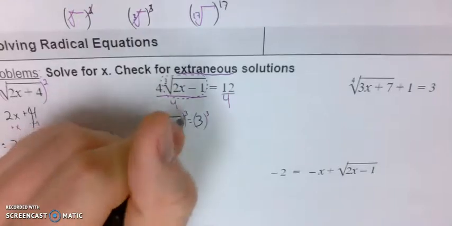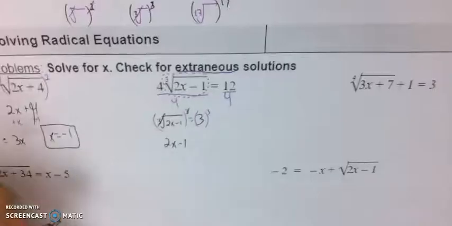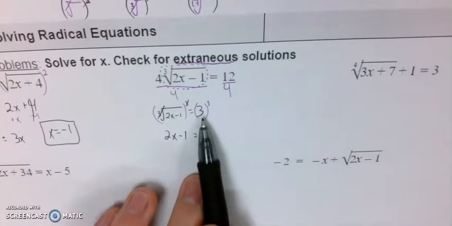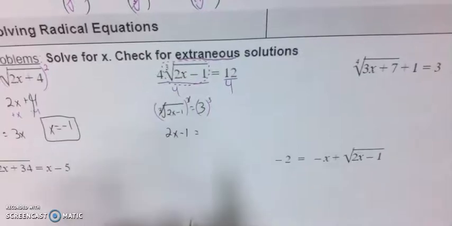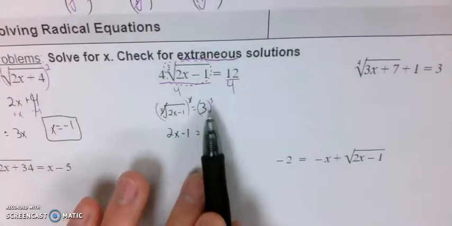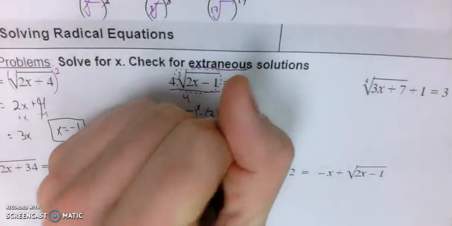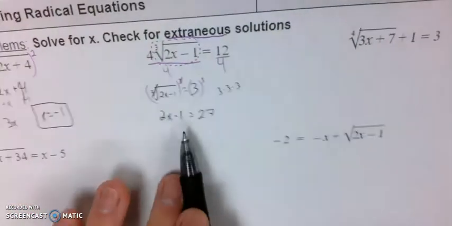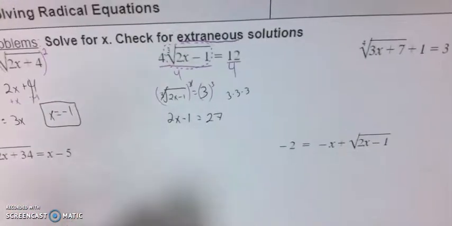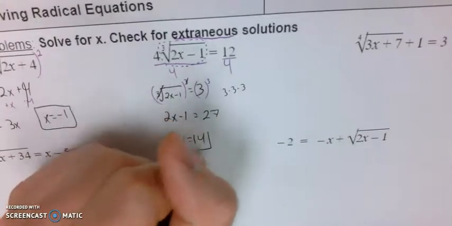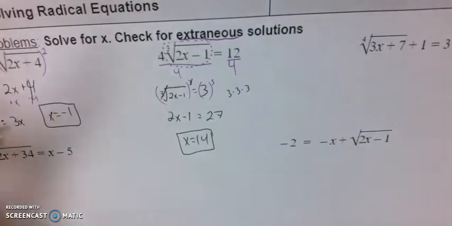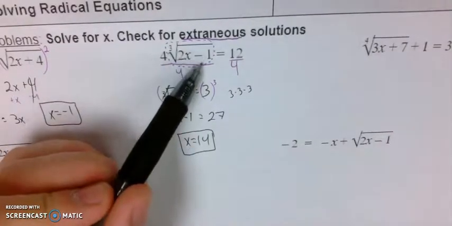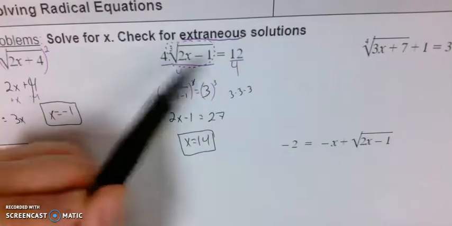On the left-hand side, the radical just nullifies due to the power, so they kind of knock each other out. On the right side of the equal sign, I have 3 to the third power. This is not 9. It is not 3 times 3. It is 3 times itself 3 times. So 3 times 3 times 3, which is 27. When I go to solve this, I'll add 1 to the other side. That's 28 divided by 2. I get x equals 14. And let's plug it in to make sure. 2 times 14 is 28, minus 1 is 27. The third root of 27 is 3, times 4 is 12. Yeah, we're good.